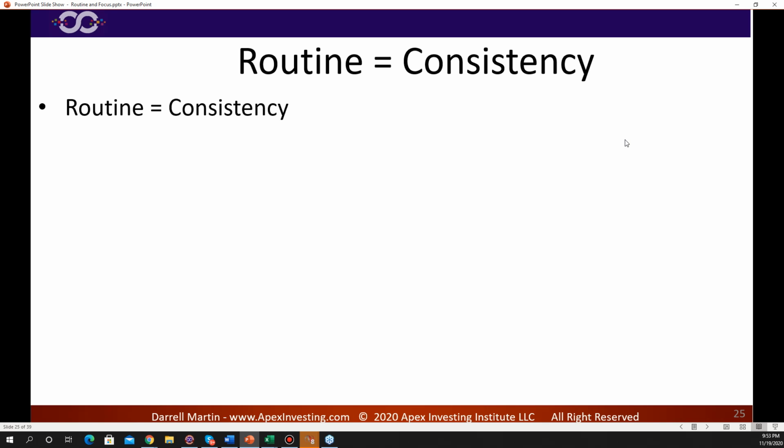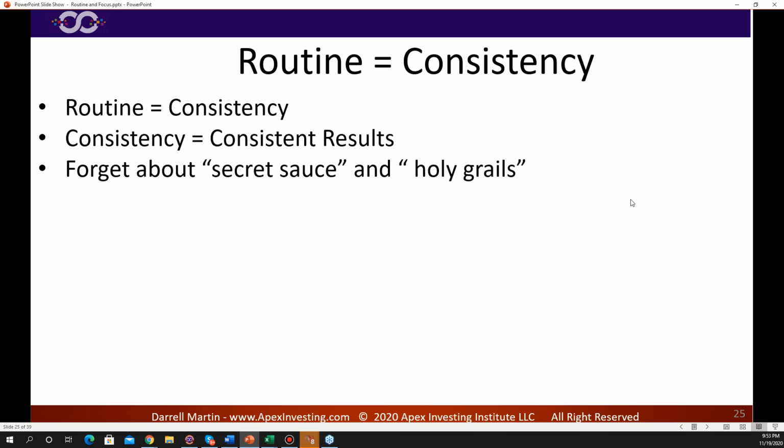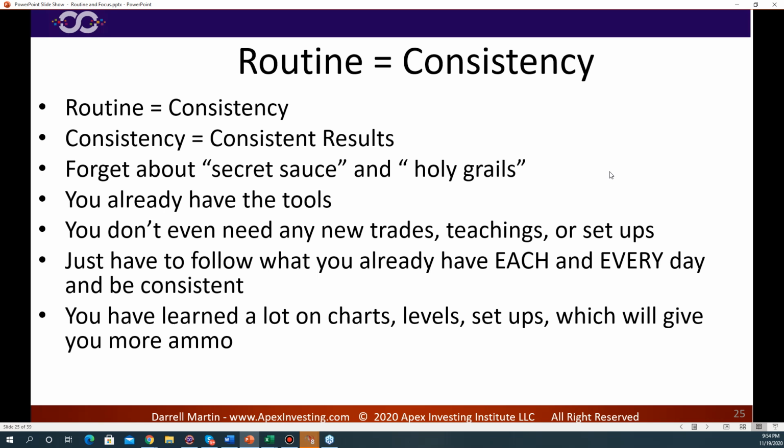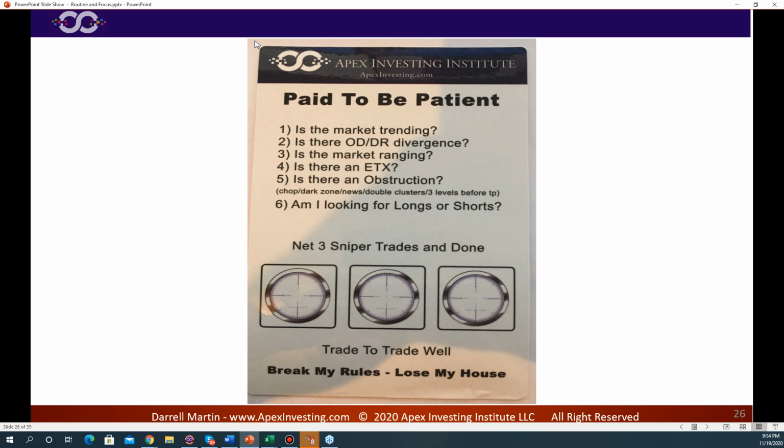So having a good routine is important because routine equals consistency. Consistency will give you consistent results. And that's what adds up daily to get you long term to that 12 months where you want to be. Forget about secret sauce, holy grails, and the perfect winning trade setup that never loses. It doesn't exist, right? You have plenty of tools and plenty of trade setups we taught you, and we're going to teach you more. Okay? It's about how to stay focused each and every day, and I want to help you with that.